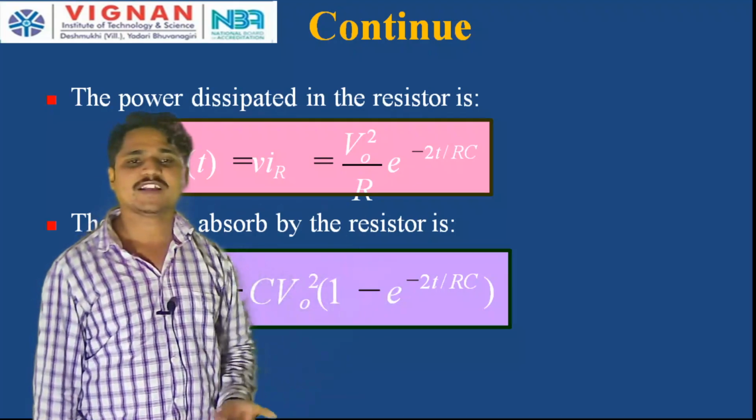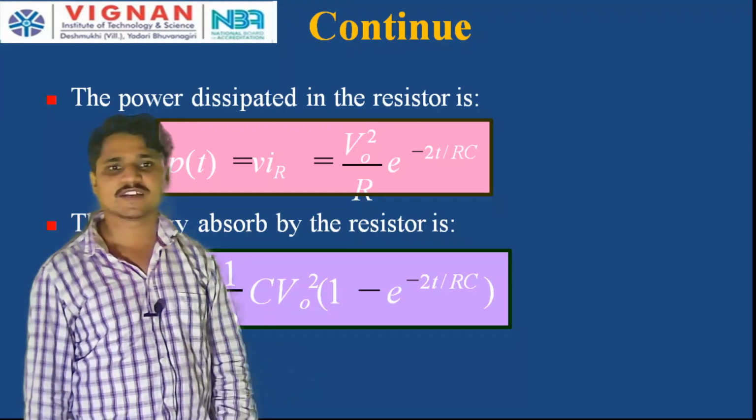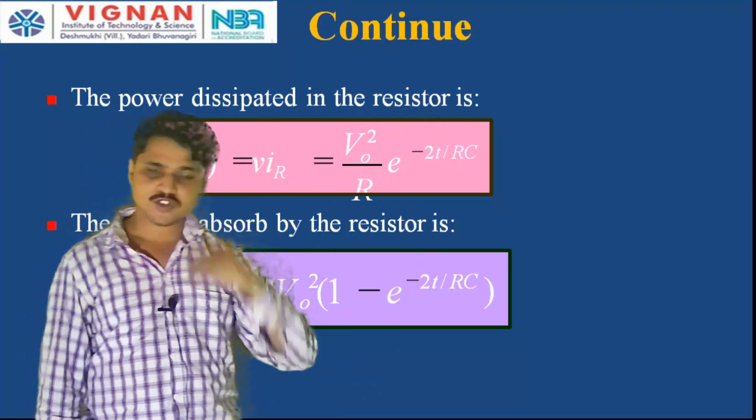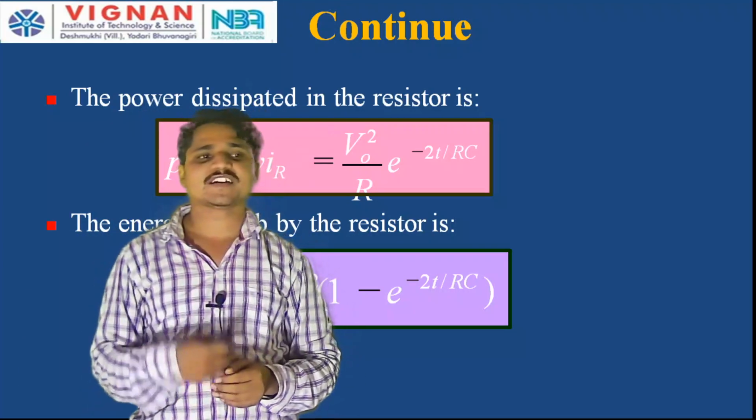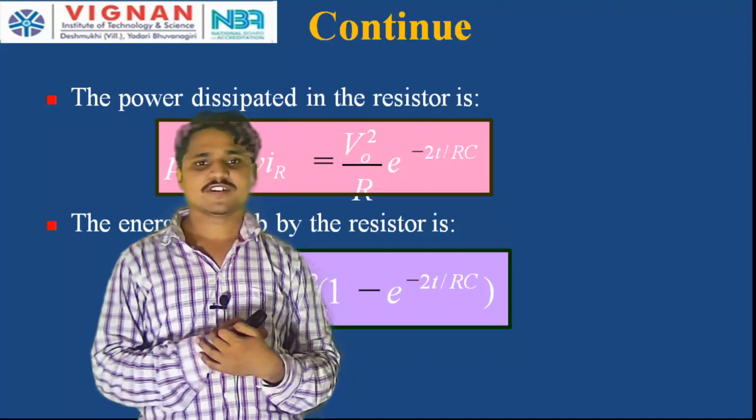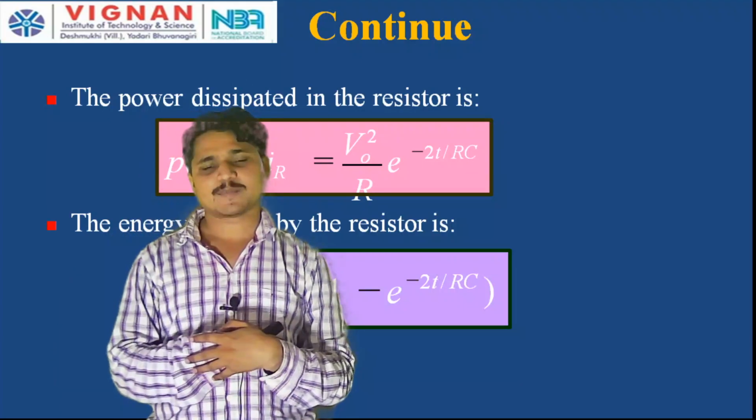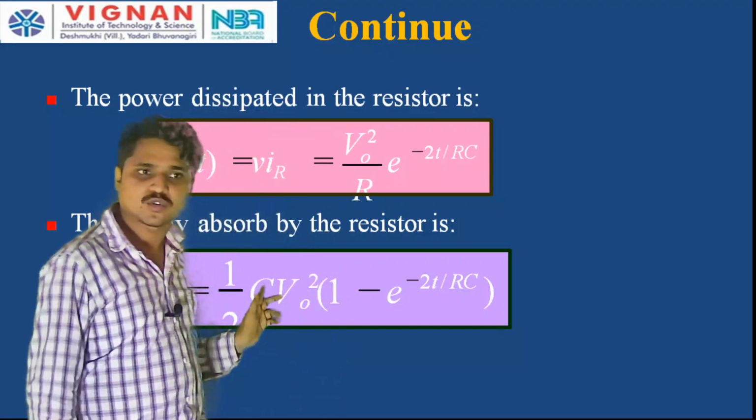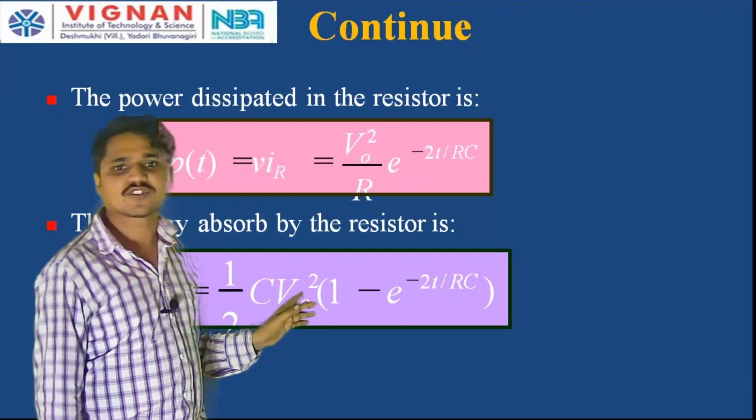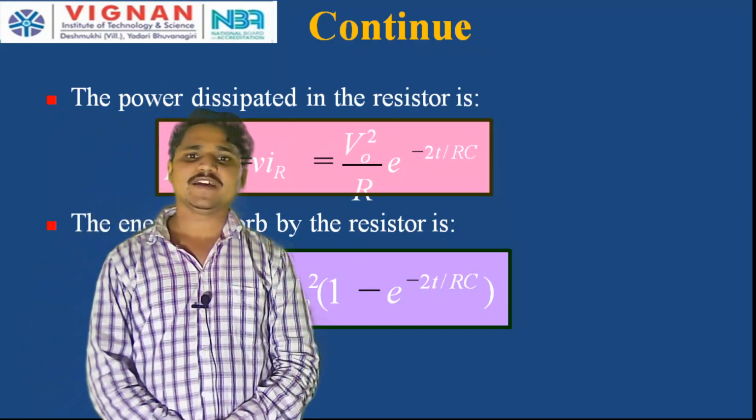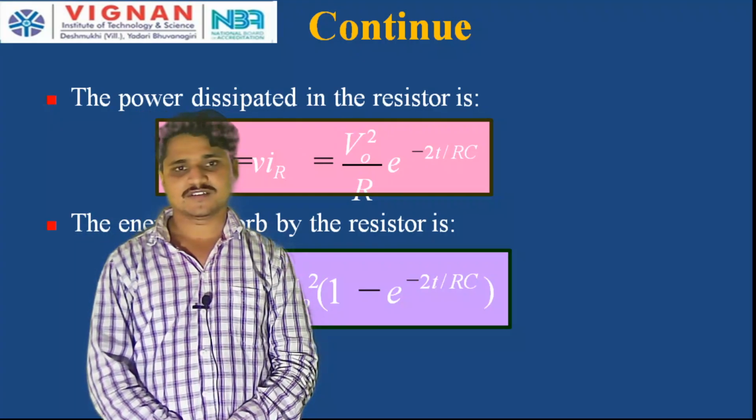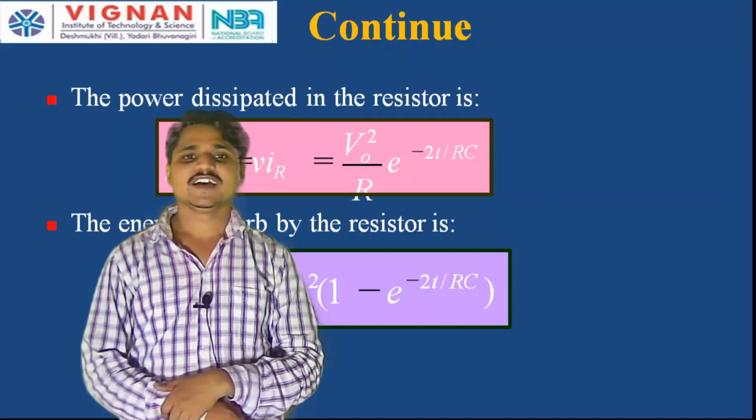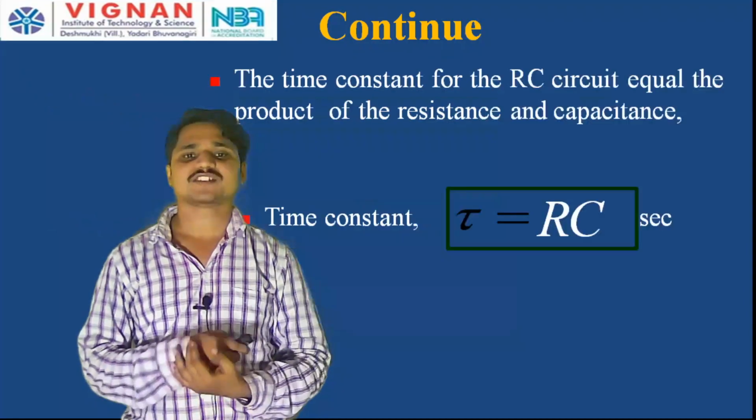Once you obtain the power, it is easy to obtain the energy stored by the capacitor. Whatever energy is stored by the capacitor, the same amount of energy is released to the resistor. What is the formula for the energy stored by the capacitor? 1 by 2 into C V square. Therefore, 1 by 2 into C into V naught square into 1 minus e to the power of minus 2t by RC. So, this is the natural response of the RC circuit.